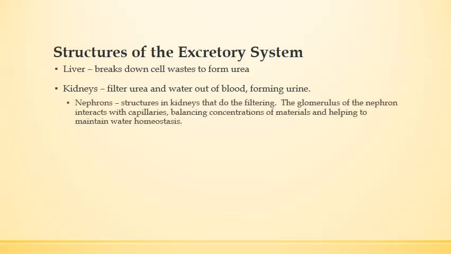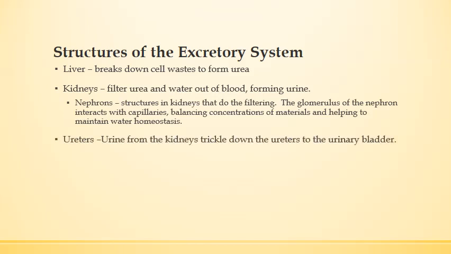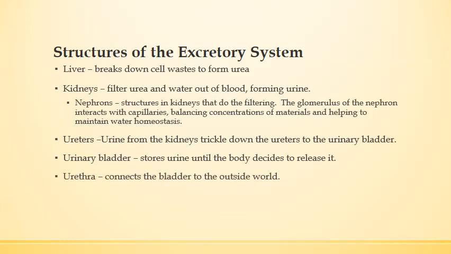The nephrons in the kidneys are the structures that do the actual filtering. There are millions of nephrons in each kidney. The ureters are tubes connecting the kidneys to the urinary bladder, allowing urine to leave the kidneys. The urinary bladder stores the urine. And the urethra is the tube connecting the urinary bladder to the outside world.